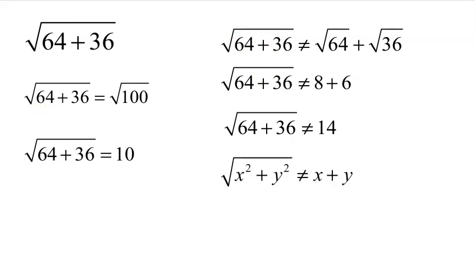And here's the biggest warning. If you see the square root of x squared plus y squared or something similar, it is not x plus y. We need to simplify it first. So there's a couple reasons why that's the case.